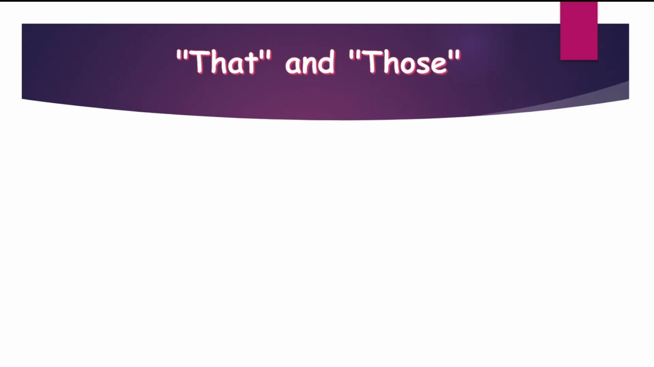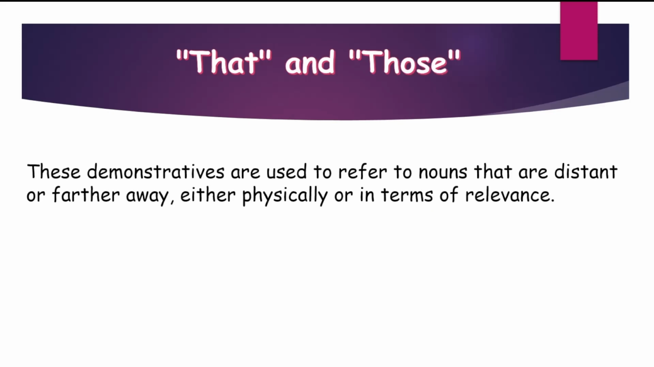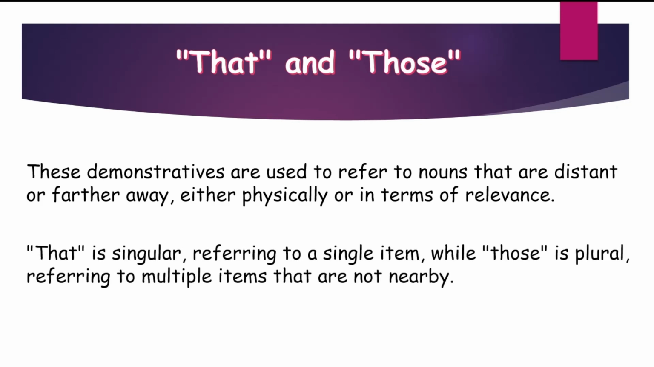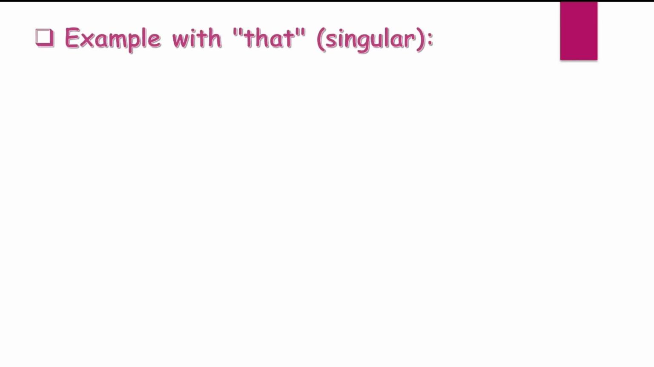That and those. These demonstratives are used to refer to nouns that are distant or farther away, either physically or in terms of relevance. That is singular, referring to a single item, while those is plural, referring to multiple items that are not nearby. For instance, first example with that, for singular noun.